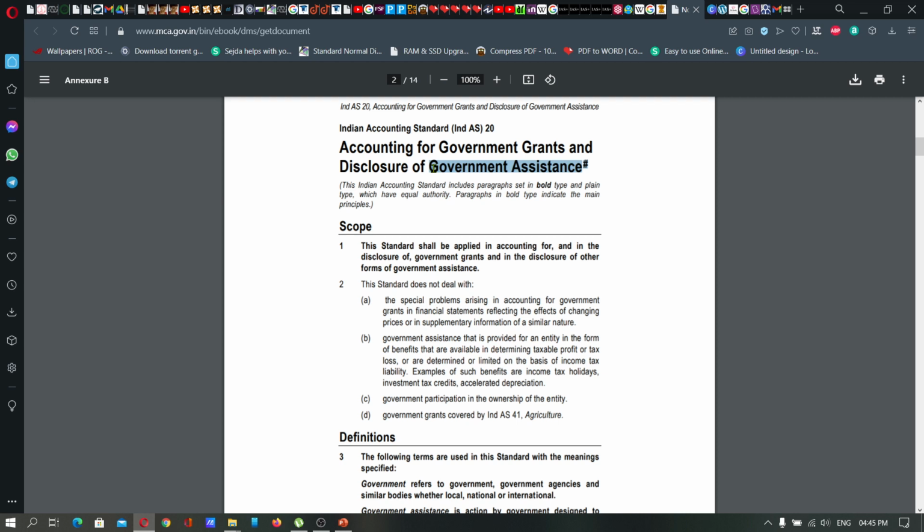So whenever there are any financial transactions with regard to government grants or any sort of assistance from the government to a corporate concern that is complying as per the Ind AS, Ind AS 20 specifically mentions the steps that have to be followed with regard to the accounting of government grants and disclosure of government assistance.